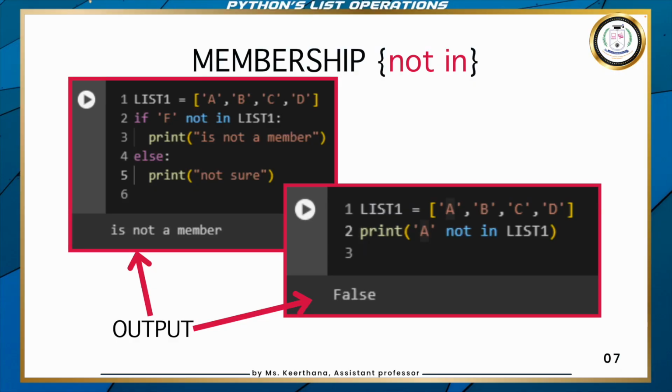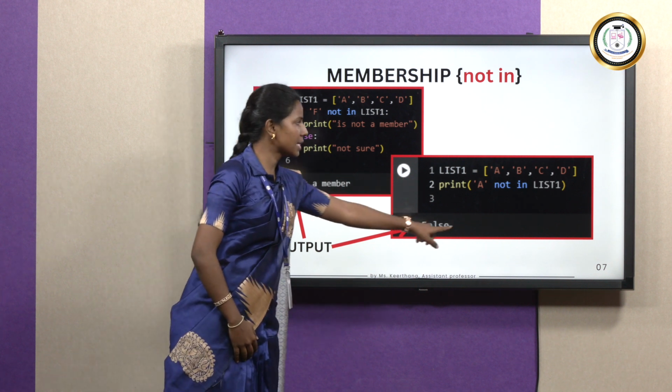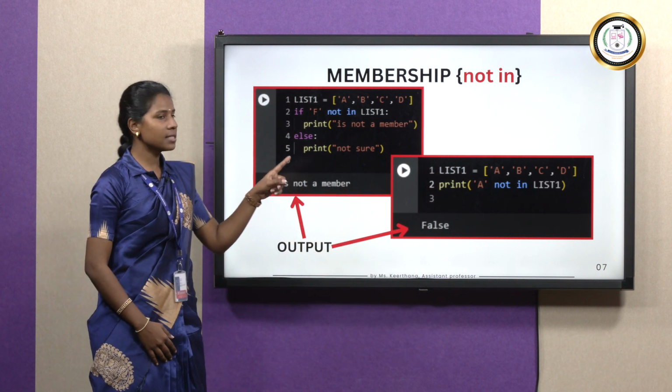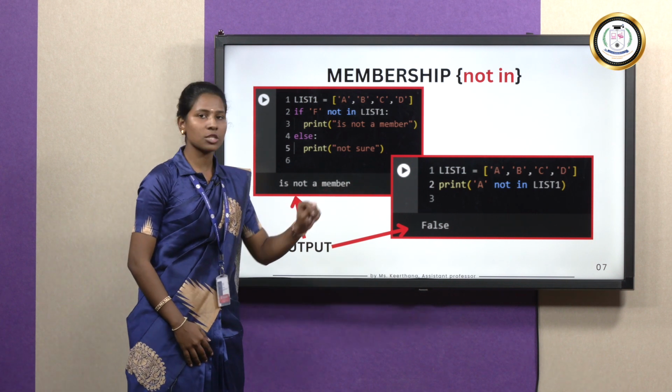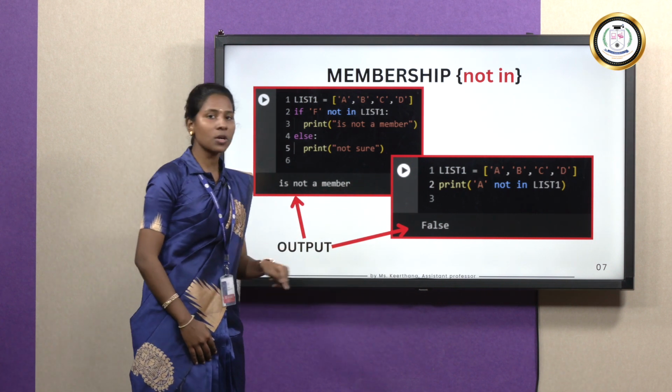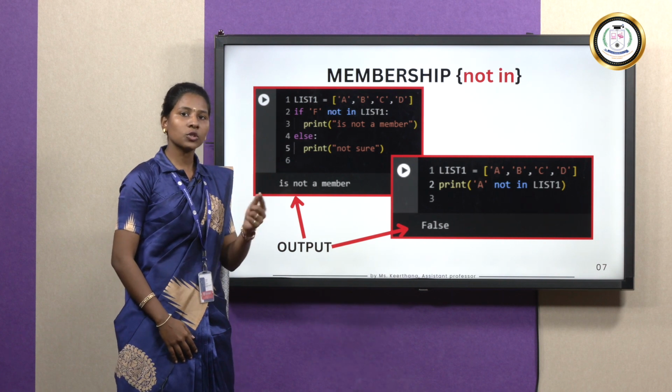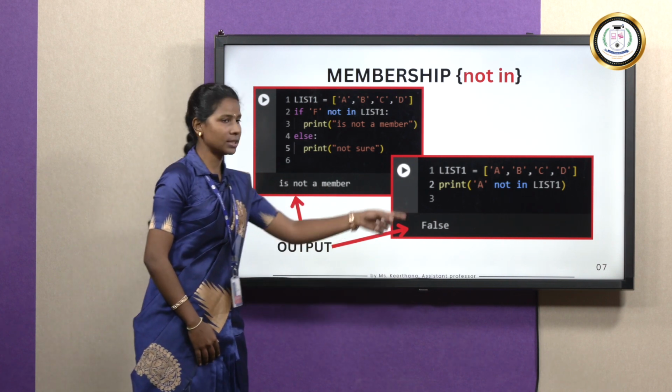Similarly, to check it the other way, we will be using the not in keyword. That means checking whether that particular element is not a member of that list. Got it? So, here I am using the same list, list 1. A, B, C, D are the elements of list 1. I am printing A not in list 1. It is returning false because A is in list 1. So, it will return false when we use the not in keyword.